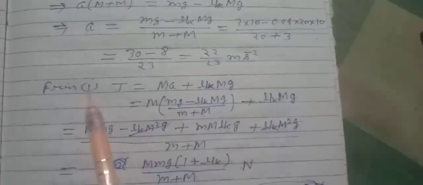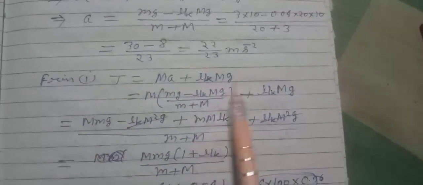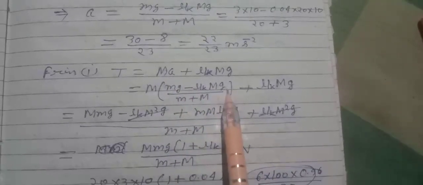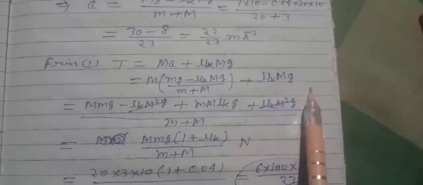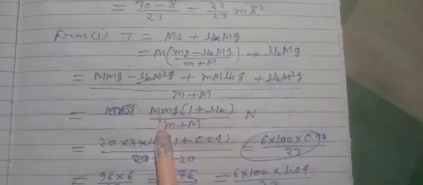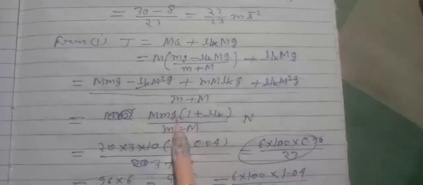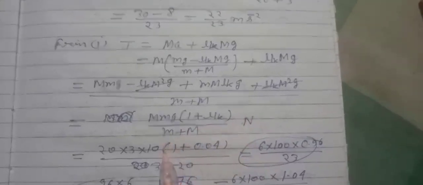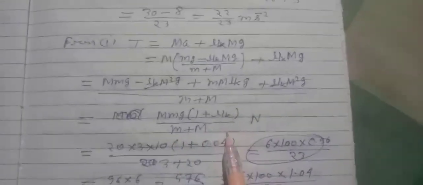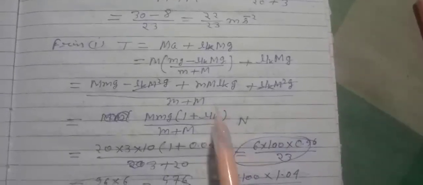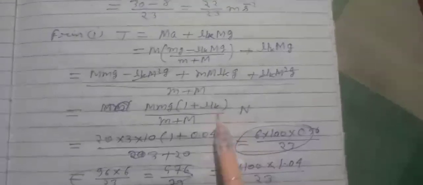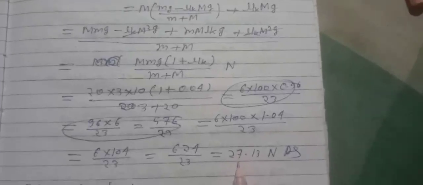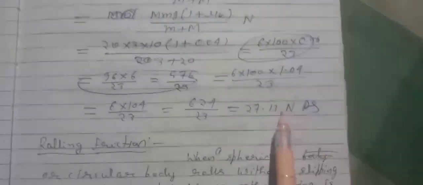Now we can calculate from equation 1 the tension: T equals Ma plus mu k Mg, which equals M times the value of a, plus mu k Mg. Solving this, finally we get T equals mMg times (1 plus mu k) divided by (m plus M). This is the formula for tension. Now putting in all values, we get the answer. Finally, the tension is 27.13 Newton.